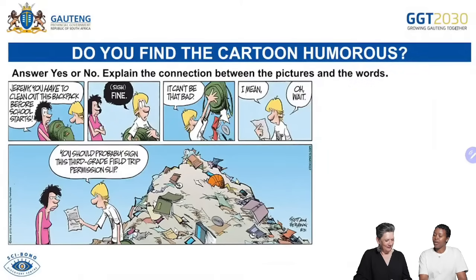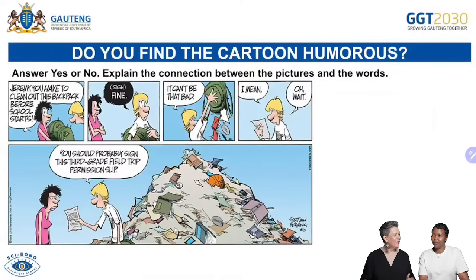Now, one of the questions, just like with the advertisement, is an open-ended question that I love asking you: did you find the cartoon humorous? Now, humorous means, do you find it funny? Now, whether you agree with it being funny or not, there's a certain way that you have to answer it. And you have to look at the pictures. So you have to explain to me what happened in the cartoon.